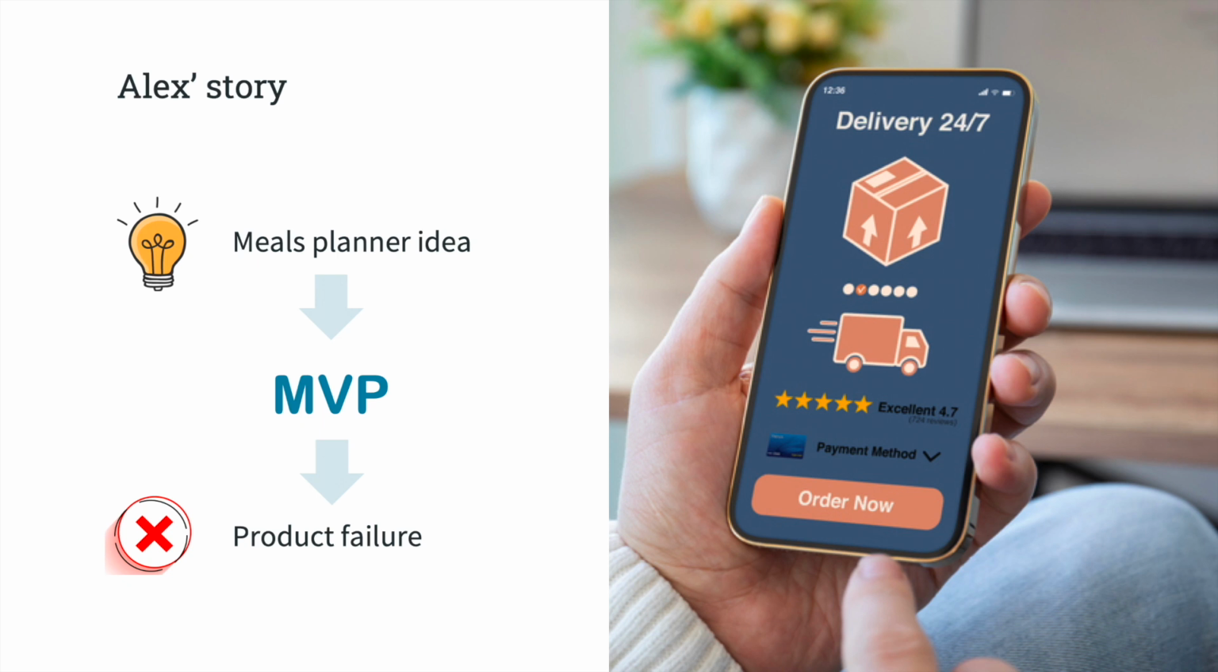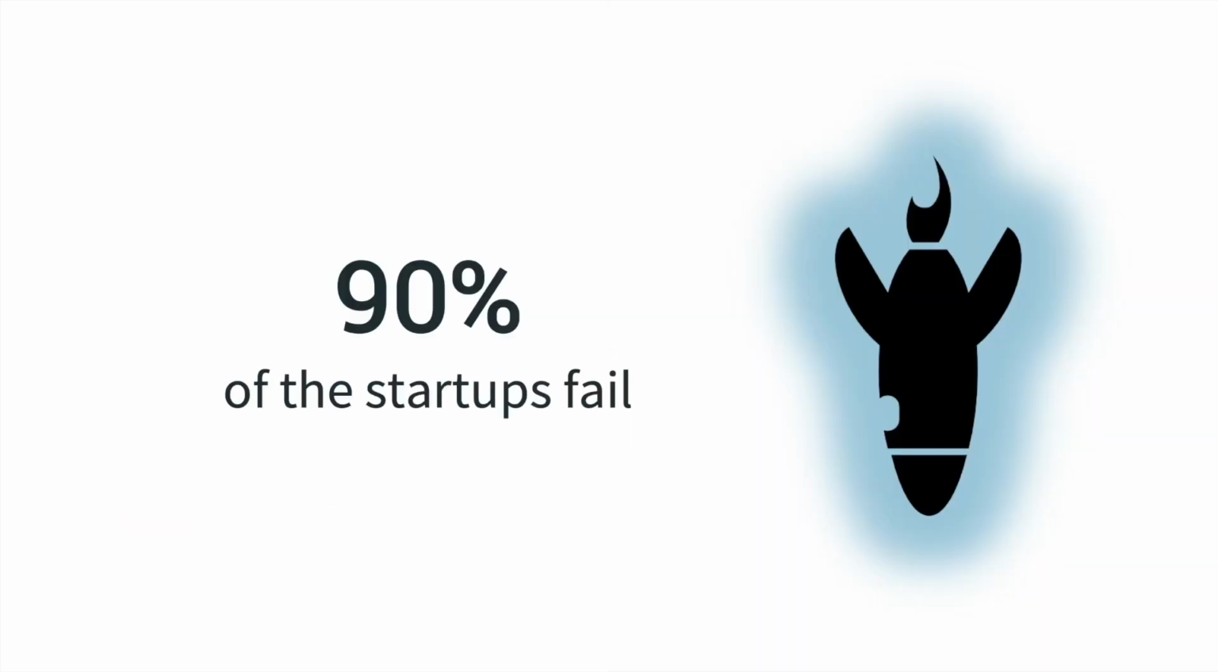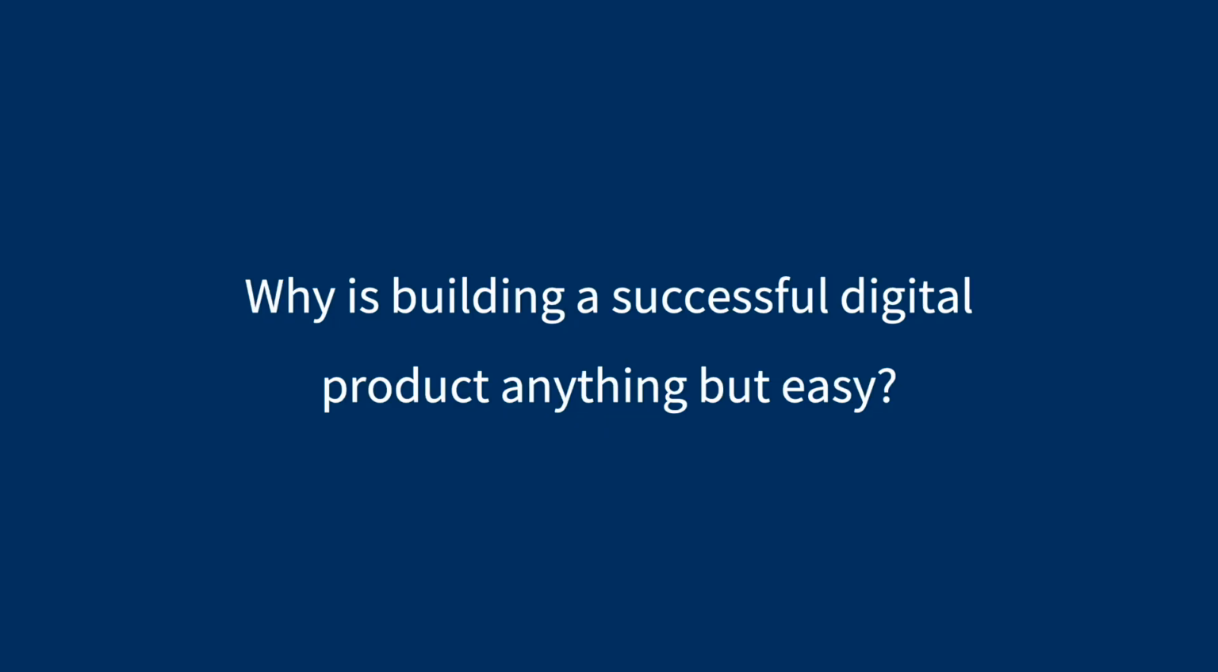This same story repeats over and over. About 90% of the startups who start with a great idea and ambition end with failure. And while the term minimum viable product, or MVP, intuitively resonates very well with almost everyone, there's still a lot of confusion about how to apply this concept in practice successfully. So why is building a product anything but easy?